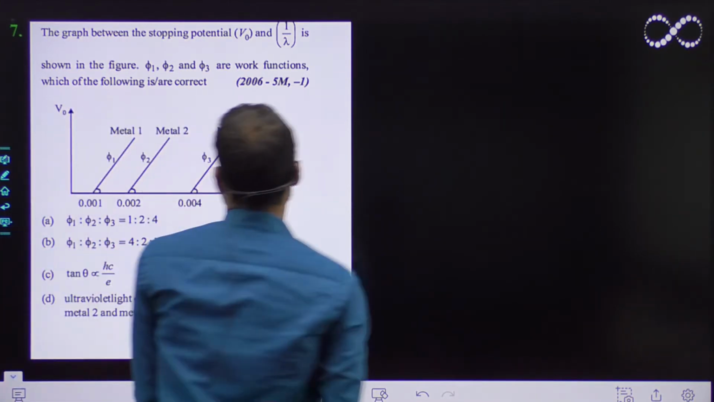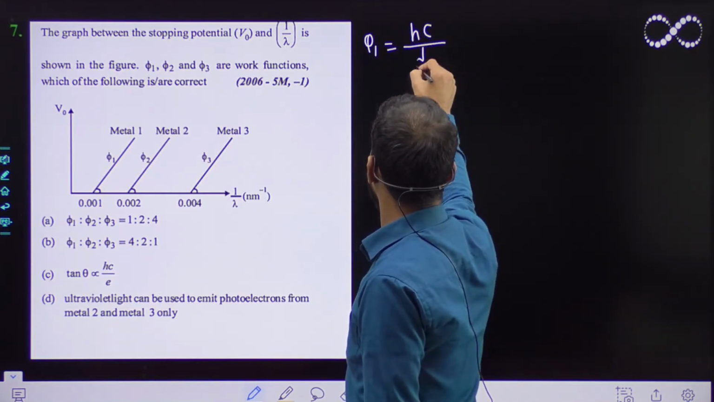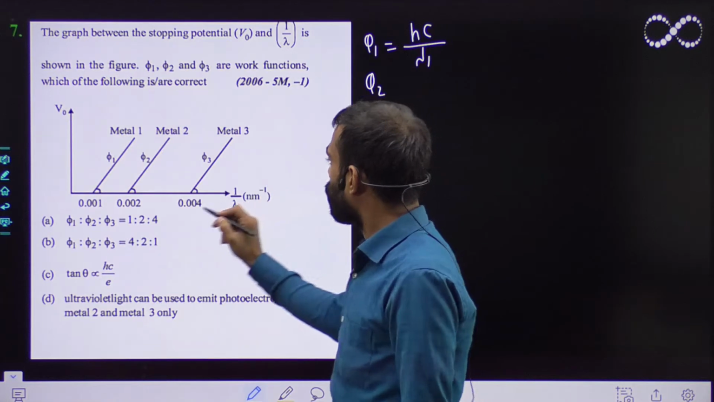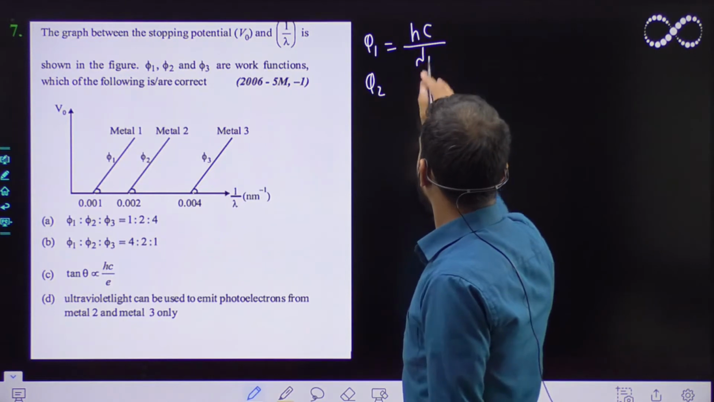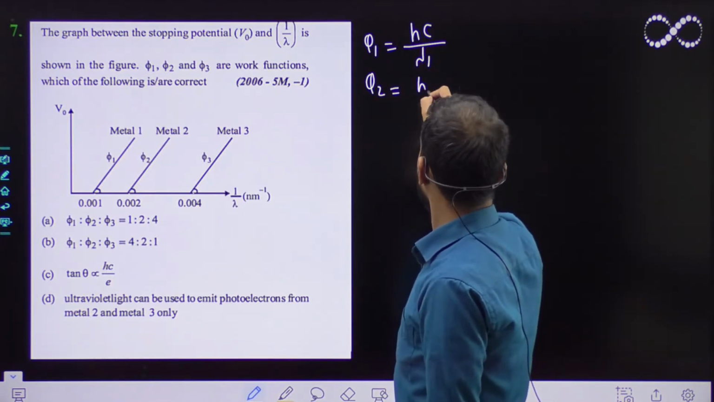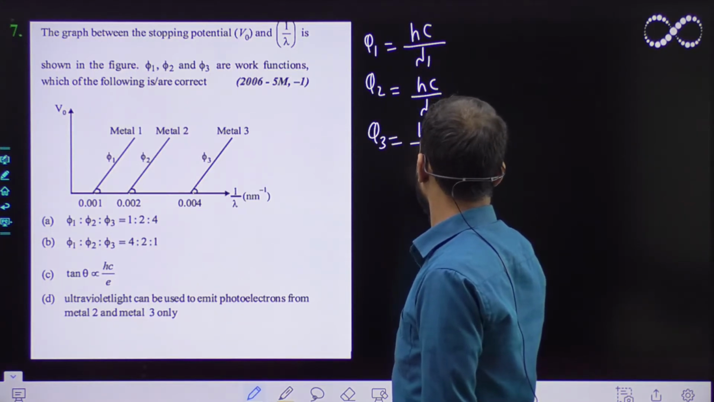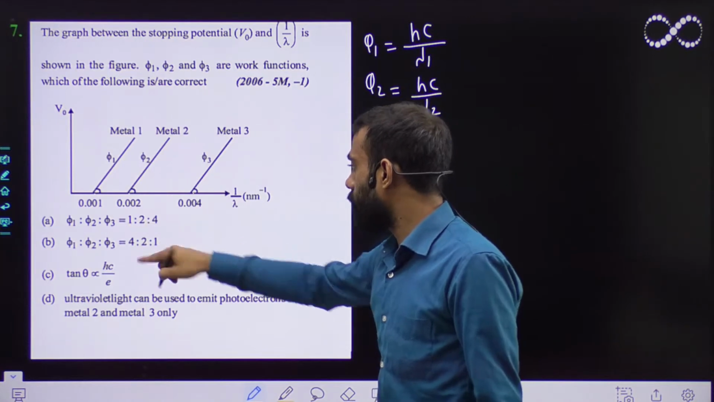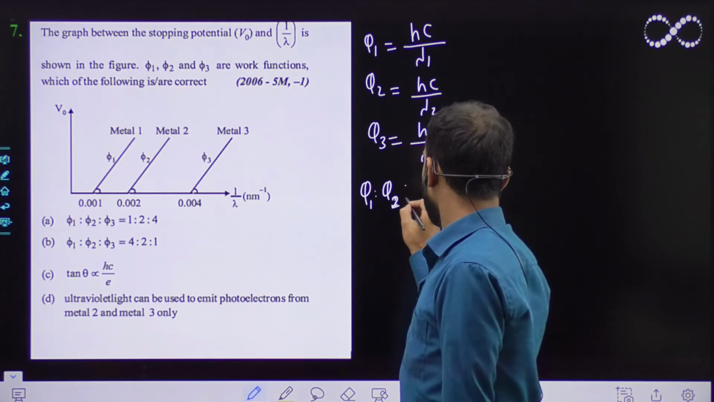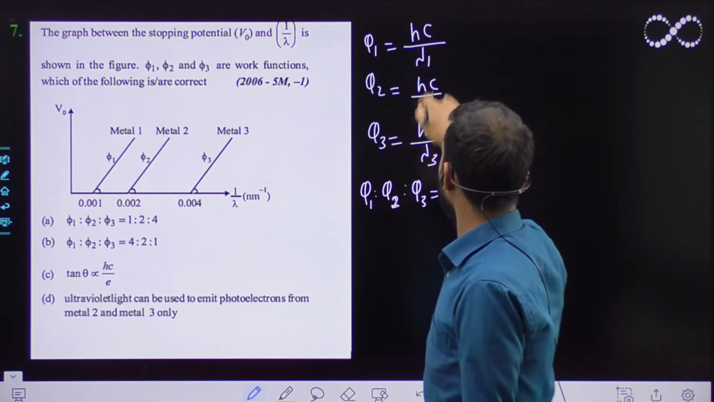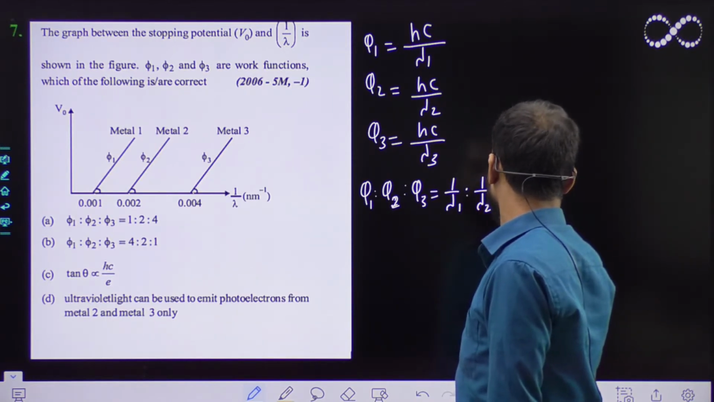From the graph I can easily say phi 1 will be equal to hc upon lambda 1. Let us call this lambda 1, this lambda 2 and this lambda 3. Similarly, phi 2 will be equal to hc upon lambda 2 and phi 3 will be equal to hc upon lambda 3. Out of four options, it is taking the ratio. So phi 1 : phi 2 : phi 3 will be equal to 1 upon lambda 1 : 1 upon lambda 2 : 1 upon lambda 3.